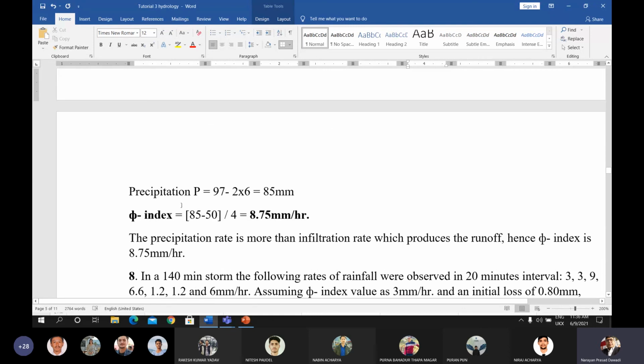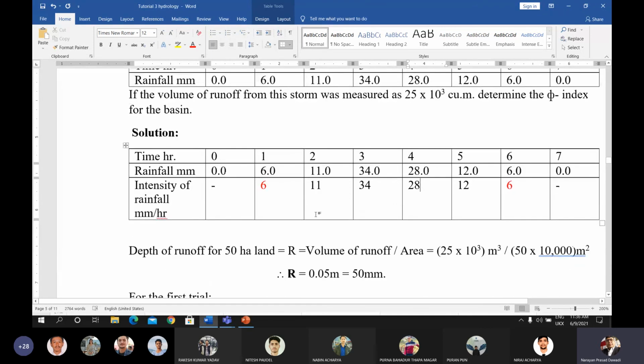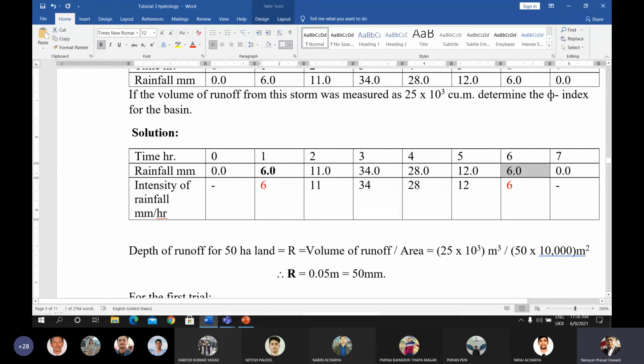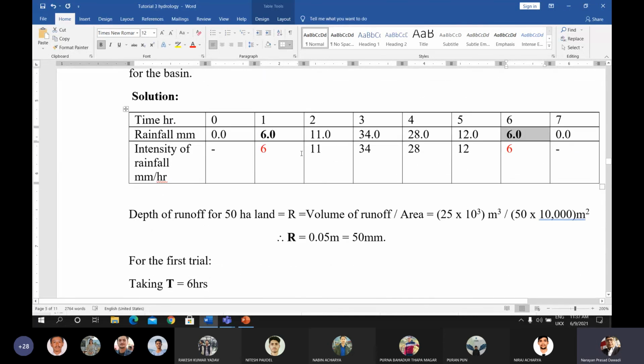The total precipitation is 97. You have to deduct this 6 centimeter and this 6 centimeter rainfall; they should not be considered for the next trial. That's why the total depth of rainfall is 97 mm. Deduct the rainfall depths whose intensity is less than the phi index, and the respective rainfall depth is not considered from the total rainfall depth.